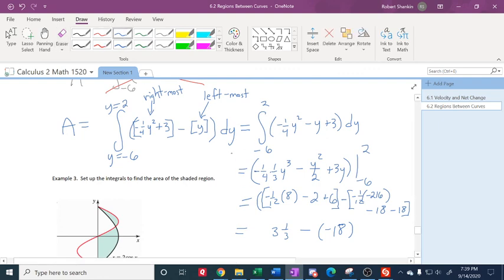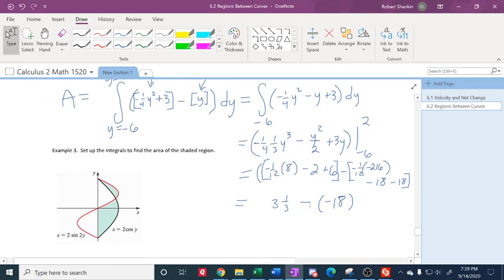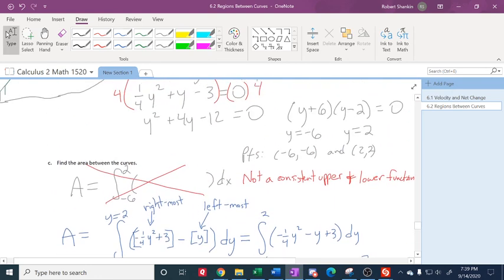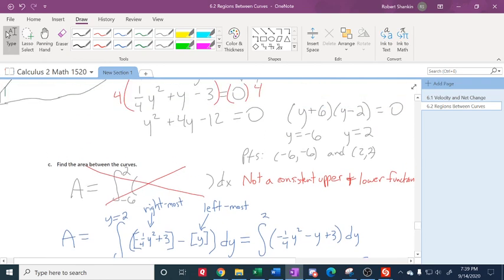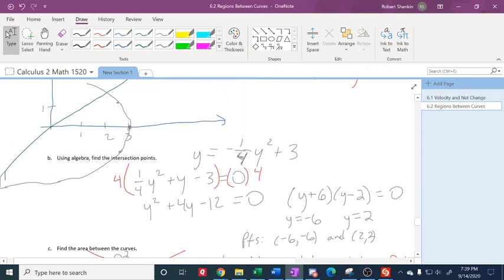And so this becomes positive 21 1/3. That's the area between these two curves. And the practice quiz, remember people asked for a little more practice on doing one of these sideways ones, and that's what we got right here.